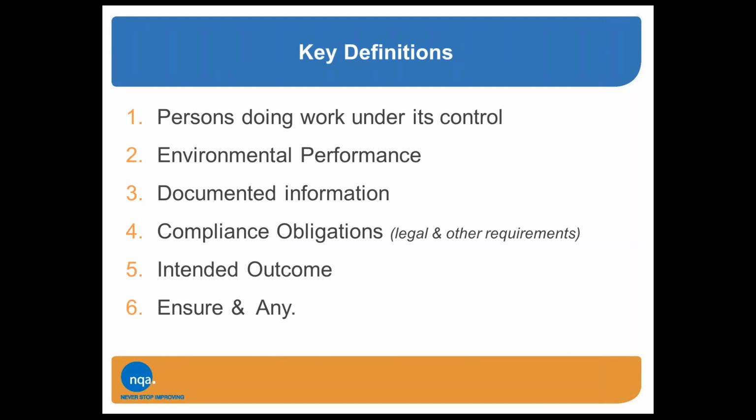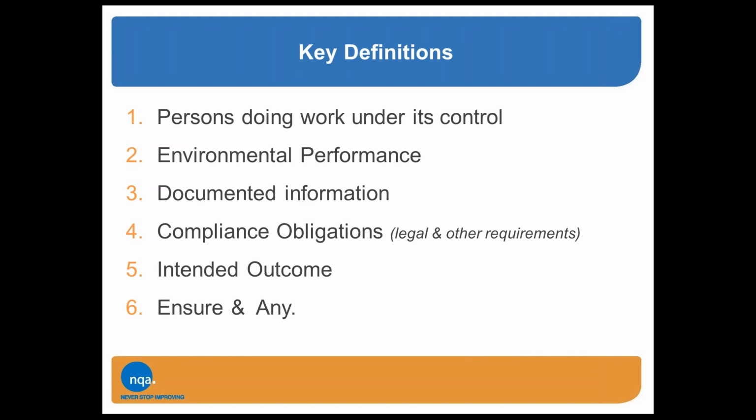A couple of other little things that we look at. Persons doing work under its control, that's a definition that comes within the standard. It remains more or less the same as the old version, the 2004 version, but must now reflect the difference, as I stated earlier, between control and influence. So it covers contractors, subcontractors, your own staff, but it does allow now for you to identify the fact that maybe with a supplier you have a limited degree of influence, maybe you're fairly small with a very large supplier and you are a small part of their sales and therefore it doesn't give you that much control, but you may still have a small amount of influence.